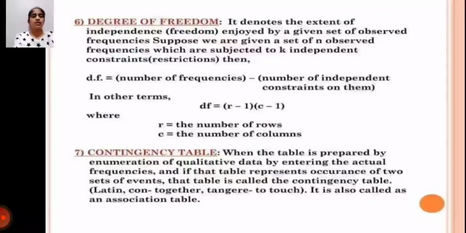And the sixth term is degree of freedom. It denotes the extent of independence enjoyed by a given set of observed frequencies. Suppose we are given a set of n observed frequencies which are subjected to k independent constraints. And the seventh is contingency table. When the table is prepared by enumeration of qualitative data by entering the actual frequencies, and if the table represents occurrence of two sets of events, the table is called the contingency table.